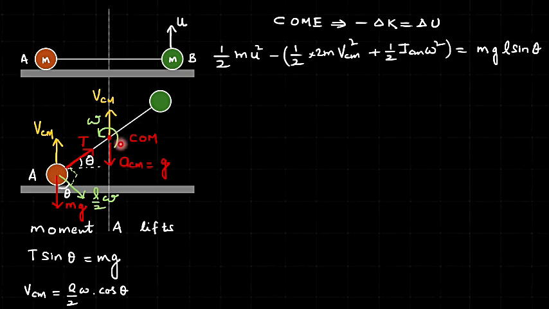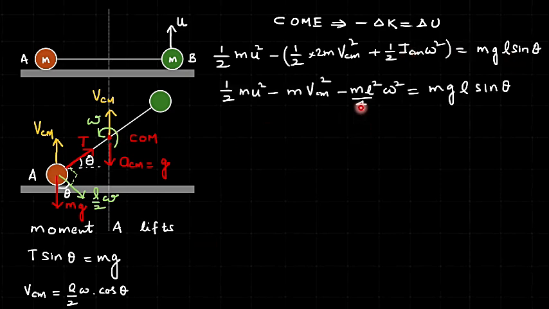And the moment of inertia of this whole system is equal to mu L square about this axis. So mu is equal to 2m upon m plus m, that is m by 2, times L square. So put all this thing here. So half m VCM square, ICM is equal to mu L square. Mu is m by 2, so that will be m L square by 4 omega square, and just rearrange that thing. So after rearranging, we'll get this equation.